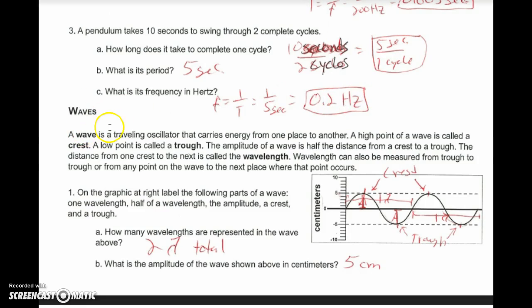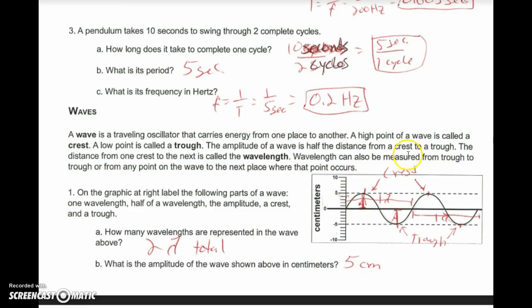Moving on to waves. A wave is a traveling oscillator that carries energy from one place to another. A high point of the wave is called a crest. The low point is the trough. The amplitude of the wave is half the distance from a crest to a trough. Notice, here's an amplitude, here's an amplitude, here's an amplitude, and here's an amplitude. And the distance from crest to crest or trough to trough or any starting point to another point is called one wavelength. We'll identify a wavelength with the symbol lambda.